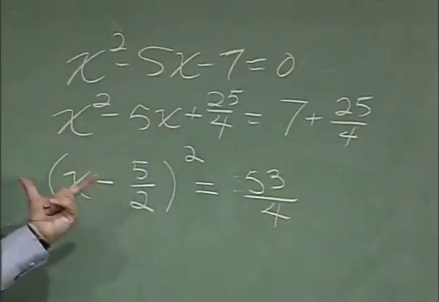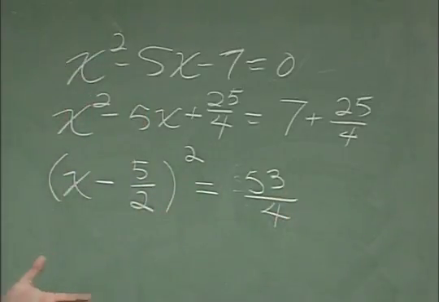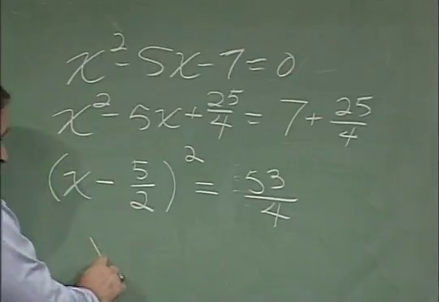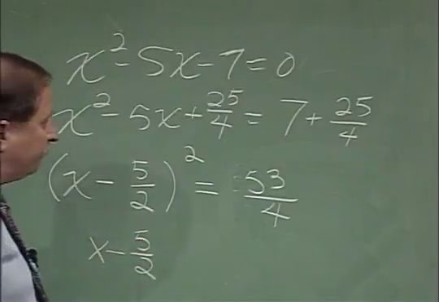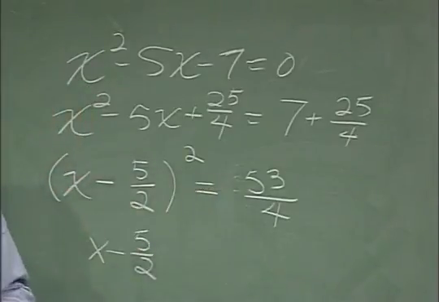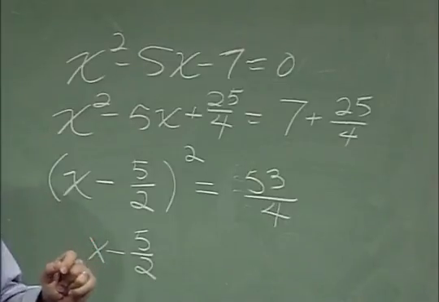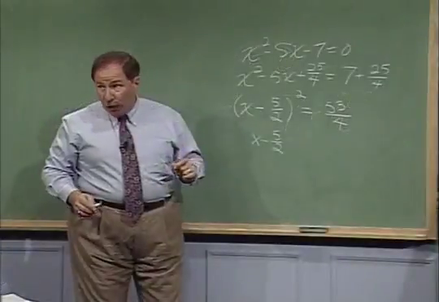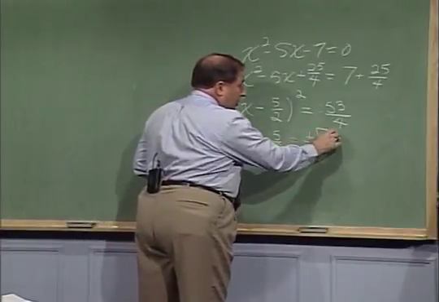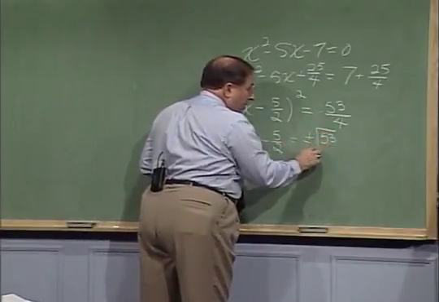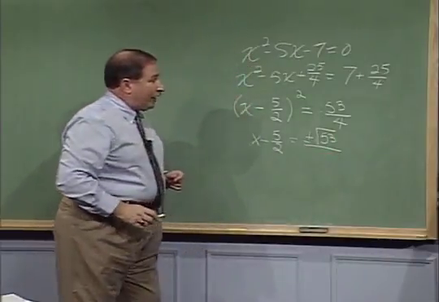Well, now I have this perfect square equal to a number. I square root both sides. The square root of a square is what's inside. So x minus 5 halves. The square root of 53 fourths. When I take the square root of a fraction, I take the square root of the top over the square root of the bottom. The square root of 53, that's plus or minus the square root of 53. The square root of 4 is 2.